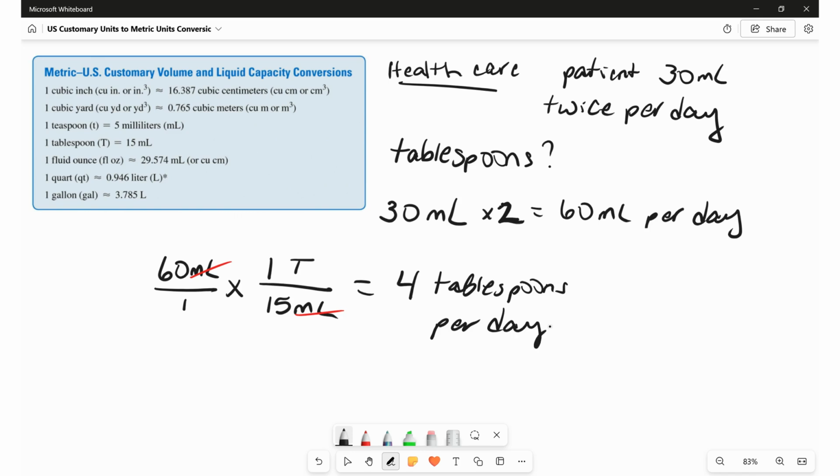So, as you can see, these conversions are the same things that we have been doing every single time. It's just a matter of looking at the conversion factor and using that to convert what you have into what you need.